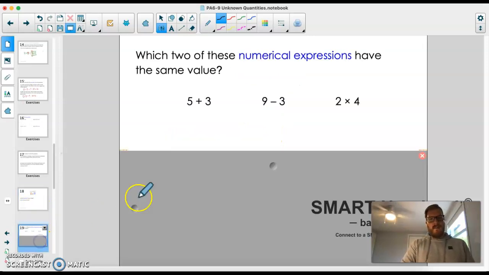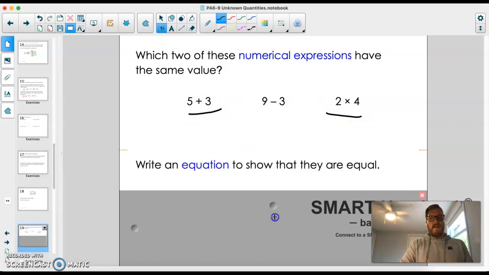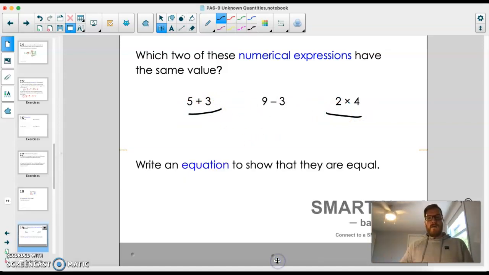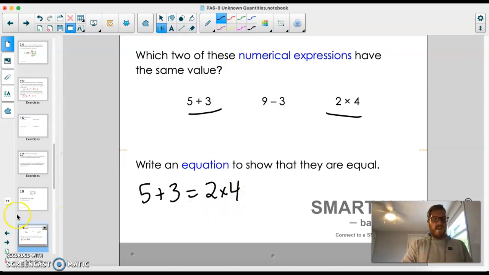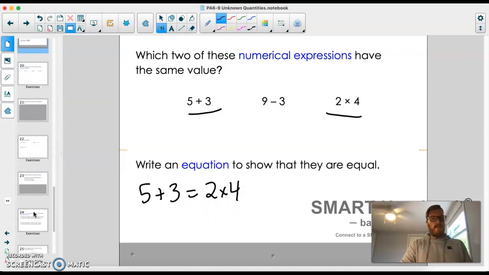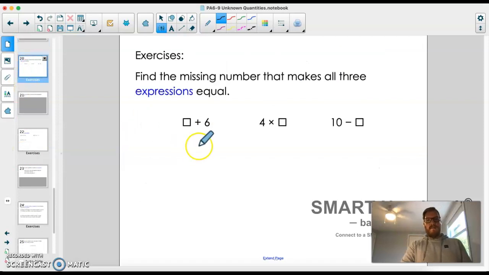But there are ways that we can look at these things where it says, which of these 2 numerical expressions have the same value? Well, 5 plus 3 is 8, that's 6, and that's 8. So these 2 have the same numerical value. And so to write an equation to say that they're equal, we would say that 5 plus 3 equals 2 times 4. And so you should be able to look at problems to say, okay, we're going to find the missing number here that makes all 3 expressions equal.